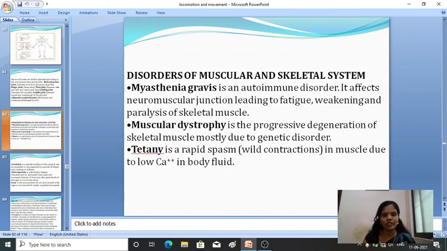Yes. Okay, so next we'll move on to the last part of this chapter, that is the disorders of the muscular and the skeletal system. So we'll see one by one what the disorders are. First one is myasthenia gravis. Myasthenia gravis is an autoimmune disorder, which generally affects the normal functioning of the body. It affects the neuromuscular junction, leading to fatigue and tiredness. It also causes weakening and paralysis of the skeletal muscle.